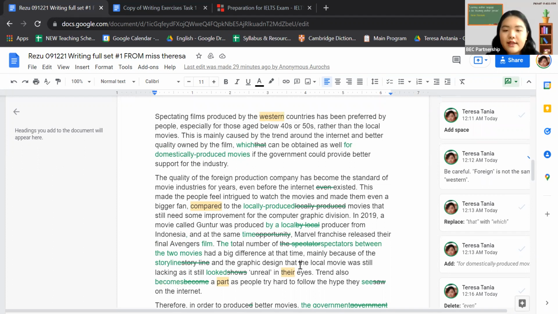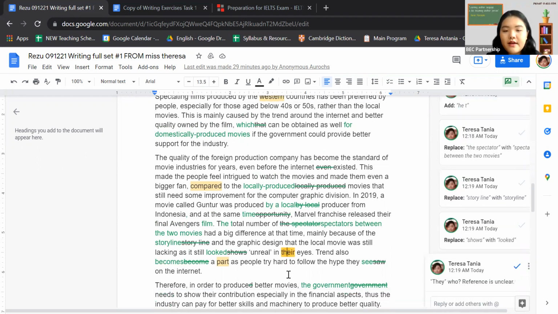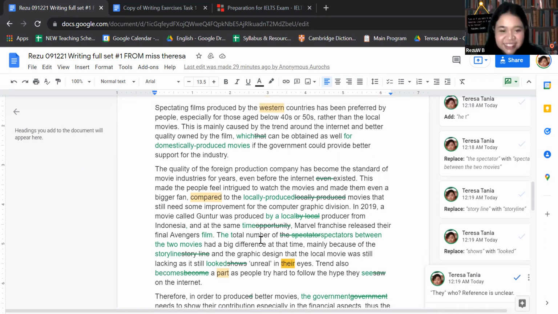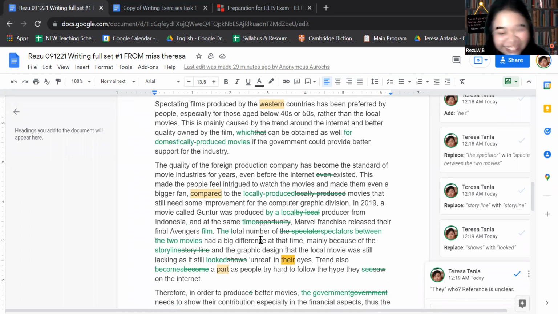How you refer to things, like this one, for example, their eyes. Here, whose eyes? Yes, whose eyes, very good. Like the references. It is hard, I know. Yeah, I see.